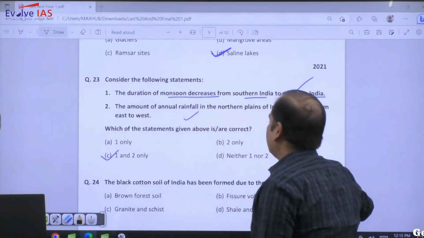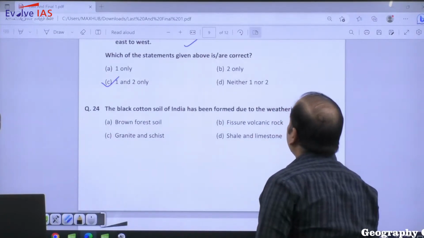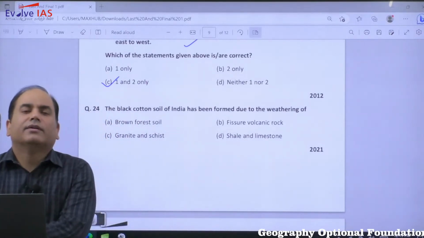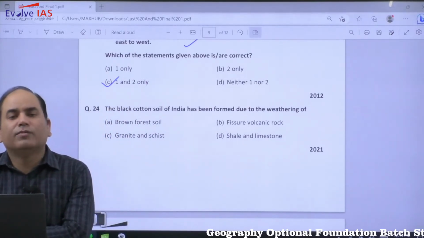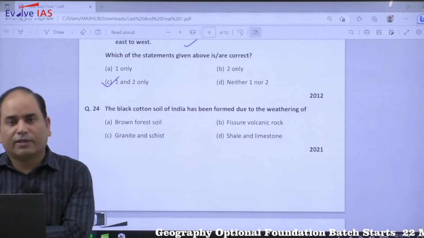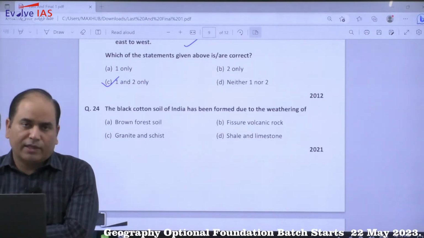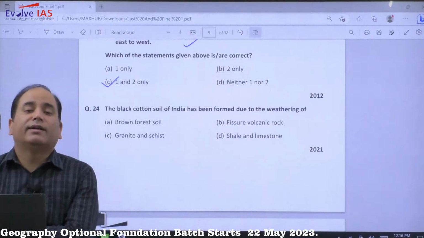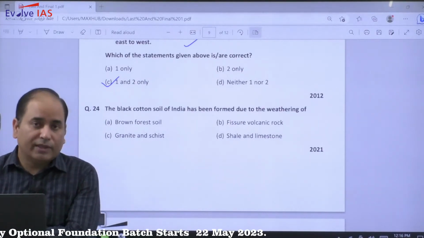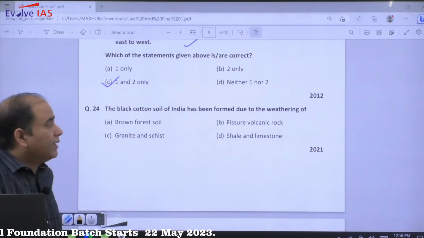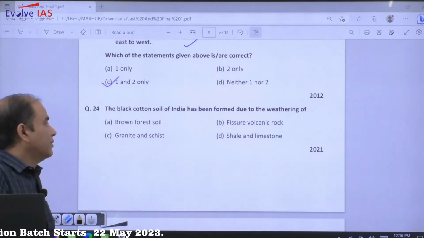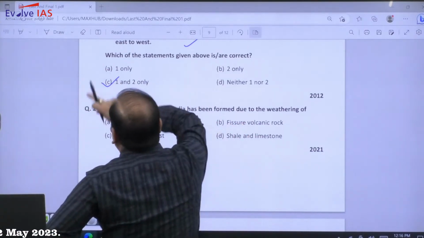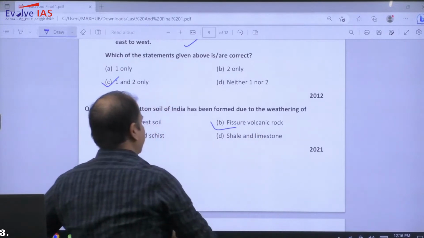Moving to the next question, the black cotton soil of India has been formed due to the weathering of. So as far as soil is concerned, we have the black soil, the laterite soil, the alluvial soil, the mountain and forest soil. So around 8 different types of soil are present in India. Black soil is also referred to as cotton soil, and this black soil is the resultant of weathering and disintegration of lava, that is fissure volcanic rock. So the answer of this question will be fissure volcanic rock. This question was asked in 2021.